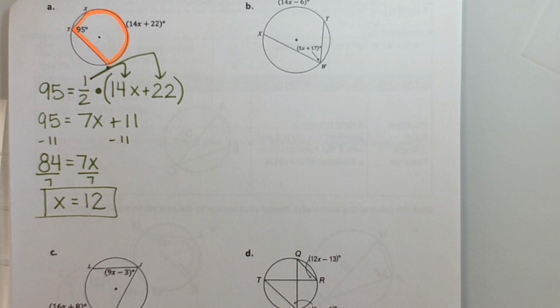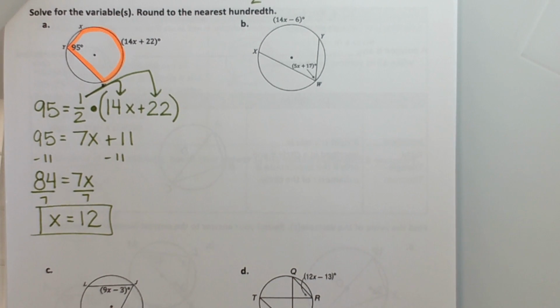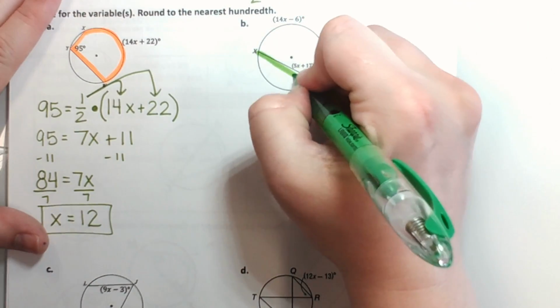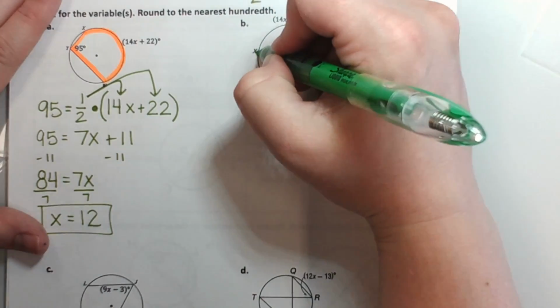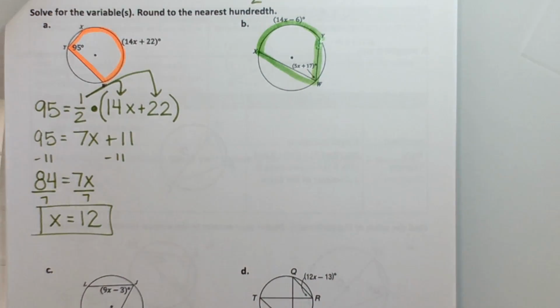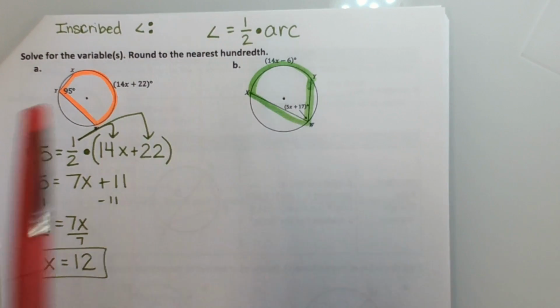Problem B. First off, double check what type of angle it is. Is that an inscribed angle or a central angle? Inscribed, it's on the edge. Okay, inscribed angles need their correct arcs. That should be the angle's arc. Are those the right parts? Are they matched up correctly? Yes. Okay, so I want to write an equation. Inscribed angles. That's my general setup.